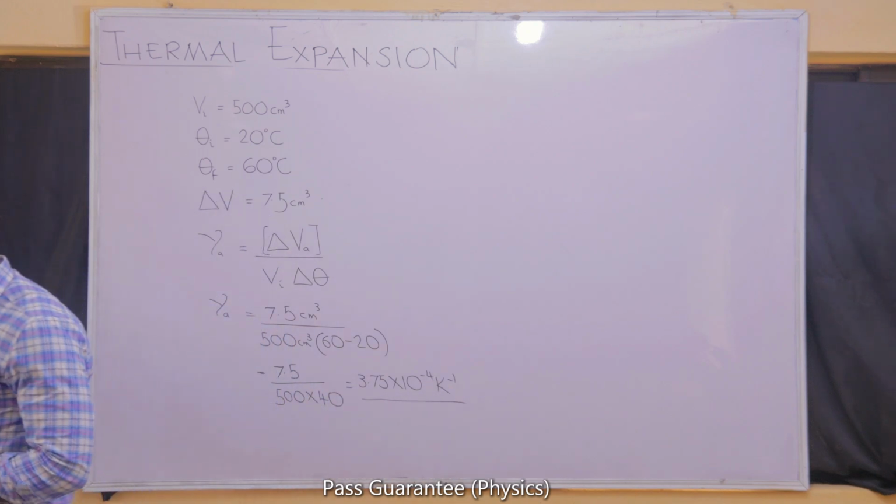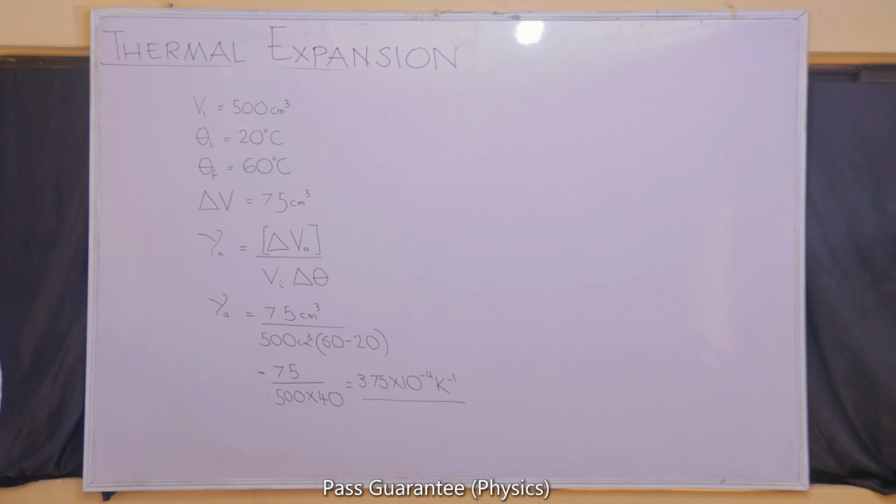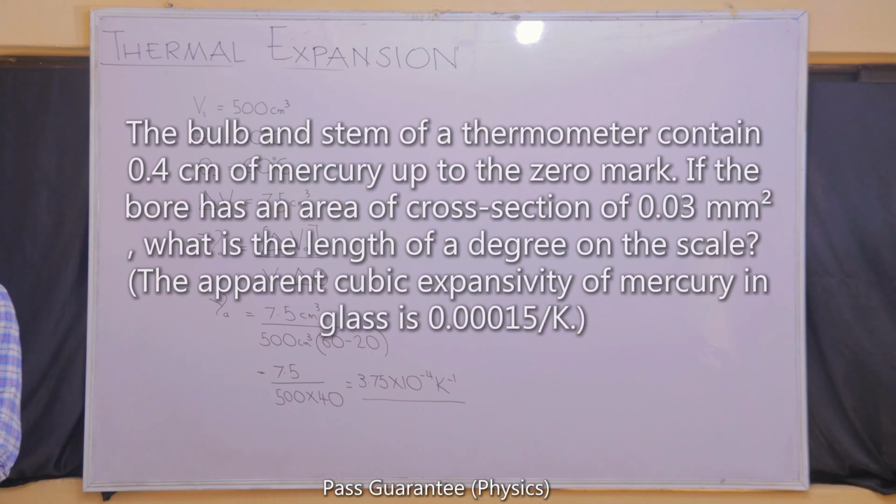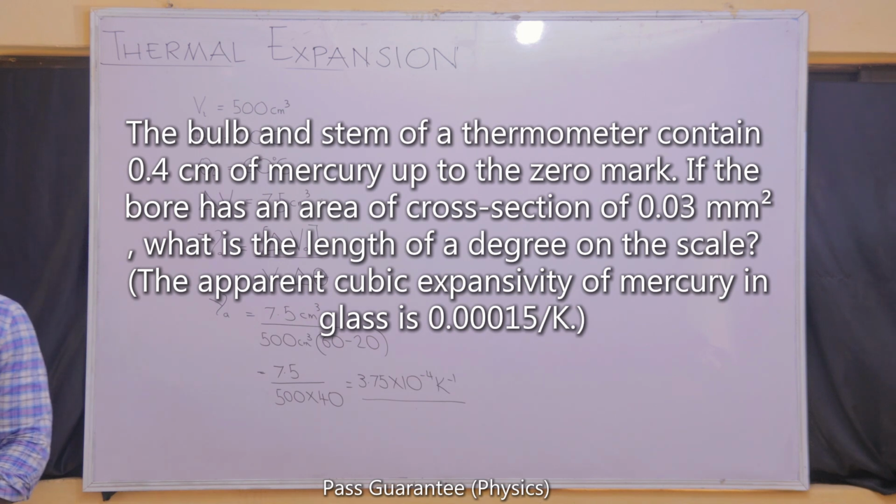Now, we can also continue with another question, and this will be the last question for today. The bulb and the stem of a thermometer contain 0.4 centimeter cube of mercury up to the 0 mark.